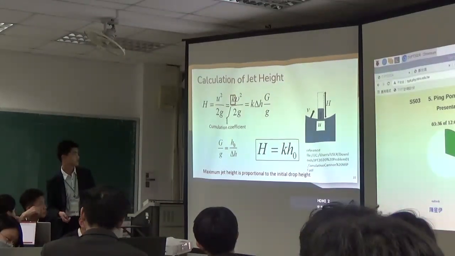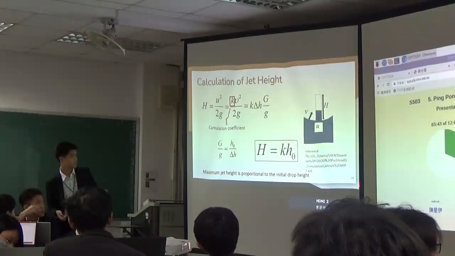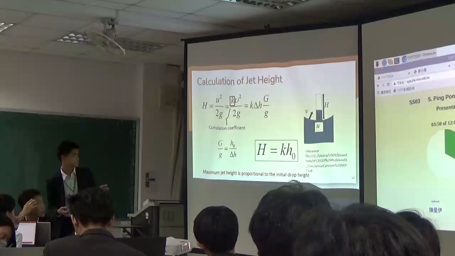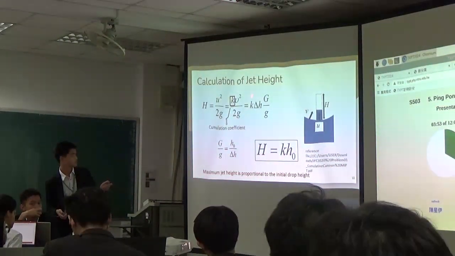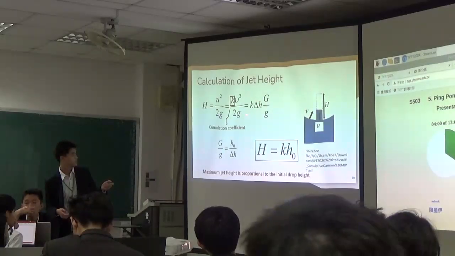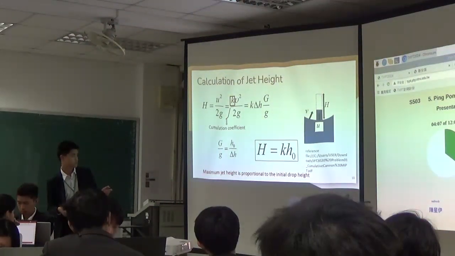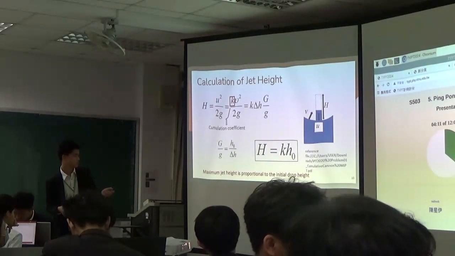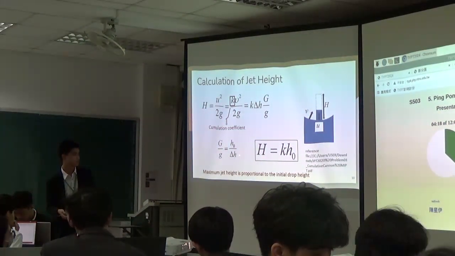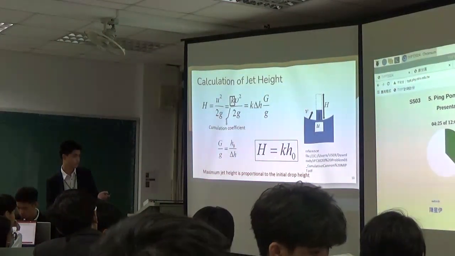Now moving on to the calculation of jet height. The uppercase H is the jet height, and it equals u squared divided by 2g, which equals the accumulation coefficient times v squared divided by 2g, where v equals the coefficient times delta h, and uppercase G divided by the gravitational acceleration. Because uppercase G divided by g is equal to the initial height divided by delta h, we can get that the jet height is equal to the coefficient times the initial height.